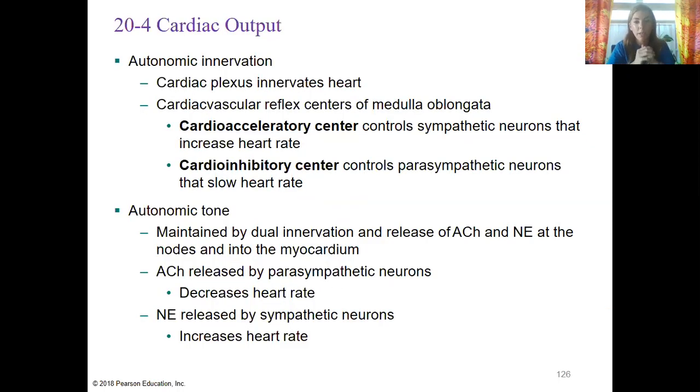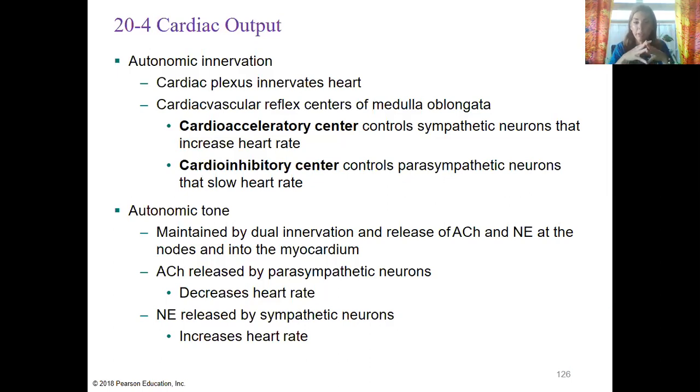All right, so let's talk about the autonomic innervation. We're talking about the cardiac plexus, which will innervate the heart, and within the medulla of the brain, you have the cardioacceleratory centers as well as the cardioinhibitory centers. The acceleratory center is going to control the sympathetic neurons that allow the heart rate to increase, and then the inhibitory center will control the parasympathetic neurons that will cause the heart rate to decrease.